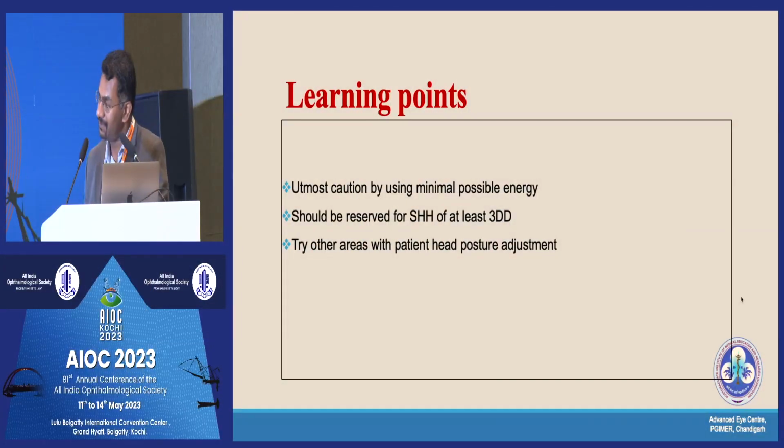So size is the most important factor, you're saying. Anything smaller than within the arcades, and if it is not at least two disc diameters, you'd run the risk of that happening.